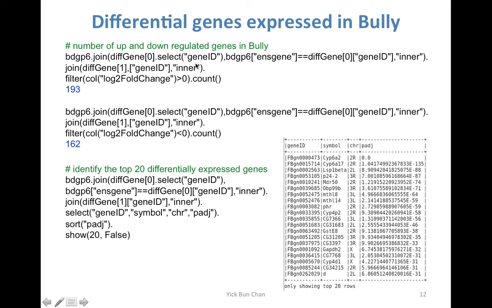Here are examples of the top 20 most significantly differentially expressed genes. A lot of them have a CG number only, for example like here, suggesting that they are novel genes, and it would be interesting to characterize them further.